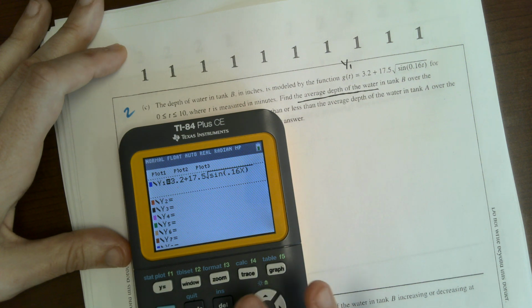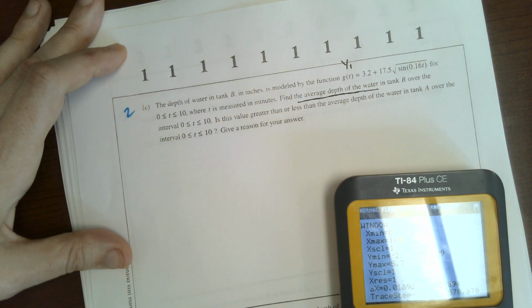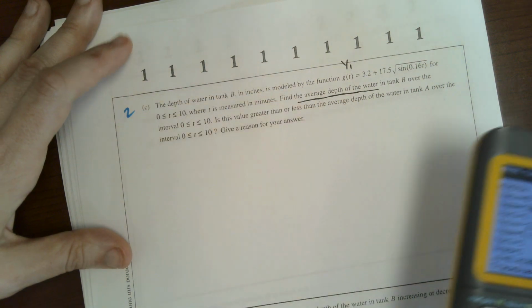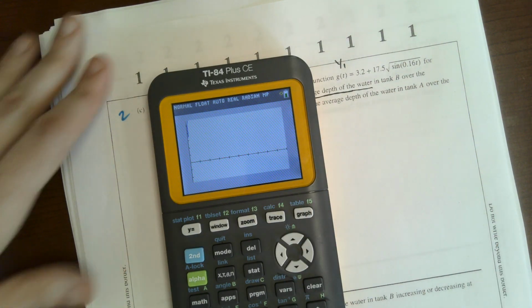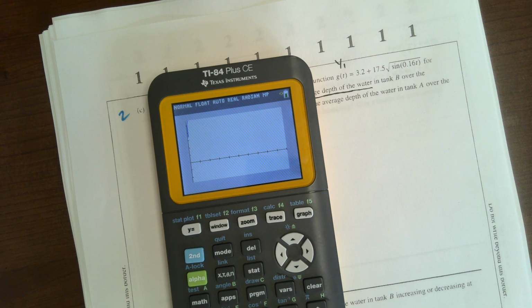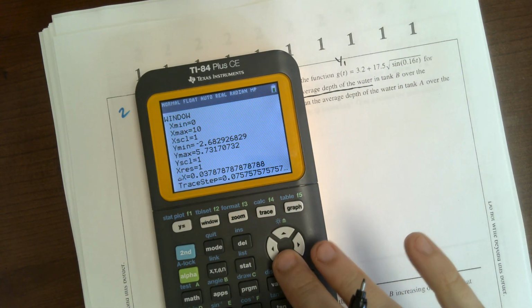Okay. And then the time interval is 0 to 10. All right. Okay, so that's in there for later. I don't need to look at the graph now, but we can. All right, I didn't change my y min or max. Okay, I don't really see much happening. I can go back to the window.